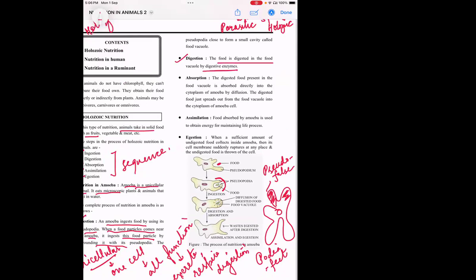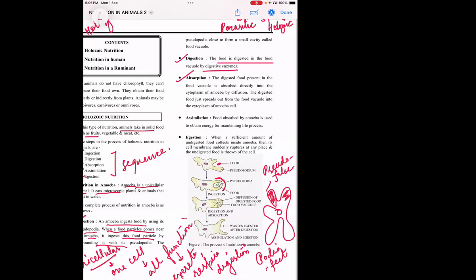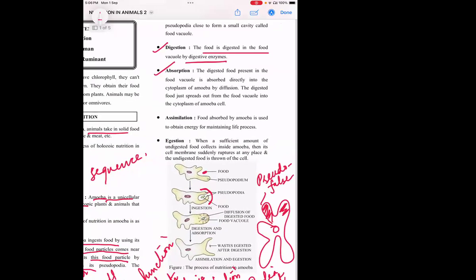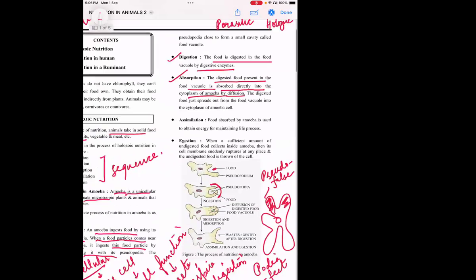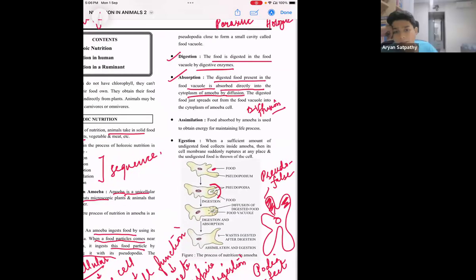Ma'am, after that, it is absorbed by the cytoplasm, right? Yes, exactly. Then it goes for the next process, which is absorption, where the digested food present in the food vacuole is absorbed directly into the cytoplasm of the amoeba by diffusion. So diffusion is basically a breaking down process. Breaking down of food.